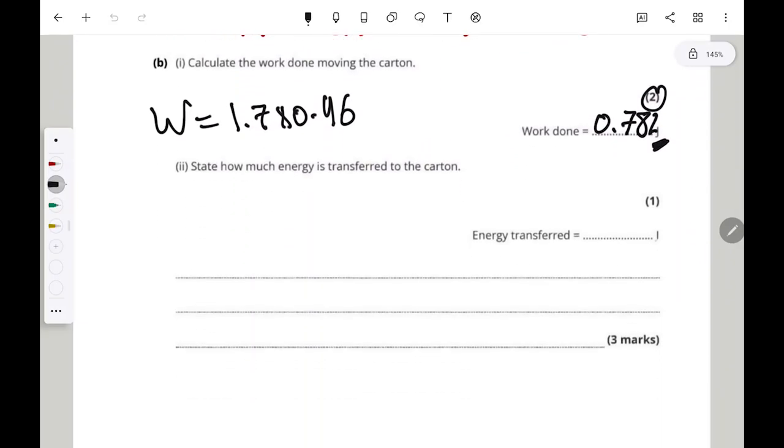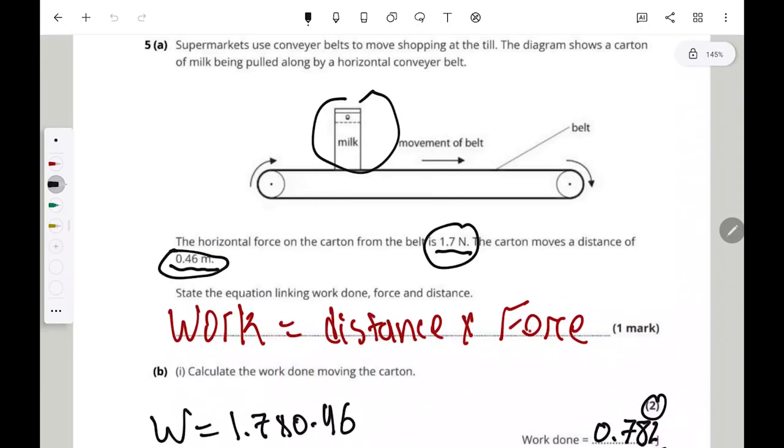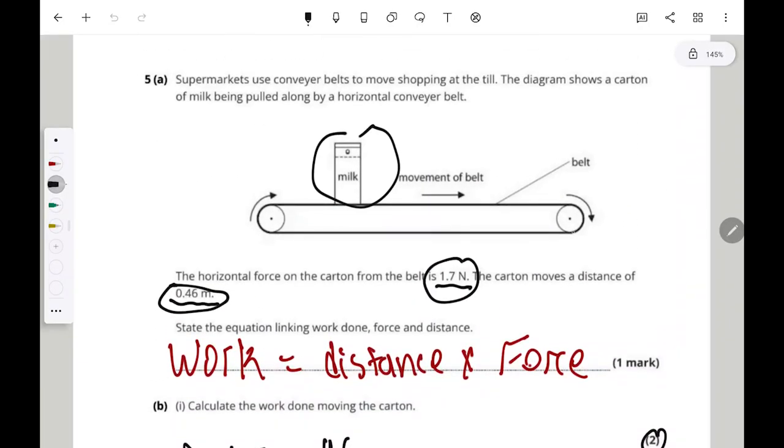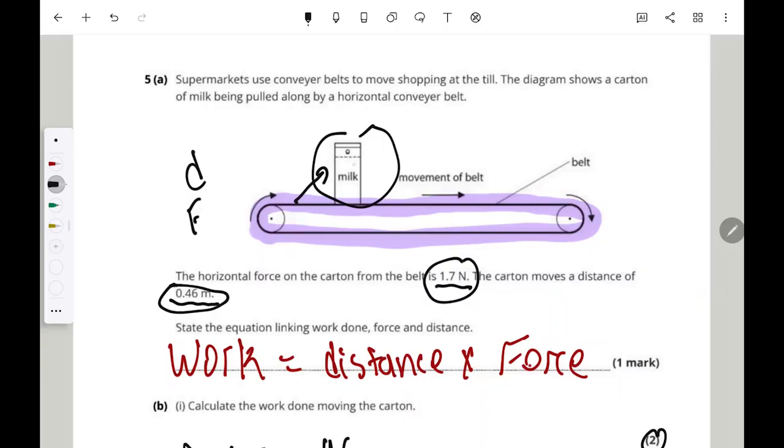Okay, state how much energy is transferred to the carton. Again, same idea. What's moving the carton is the belt that's connected right here. The belt is applying work because it's moving an object a certain distance using a force, but I want you to take it from the perspective of the milk carton itself.